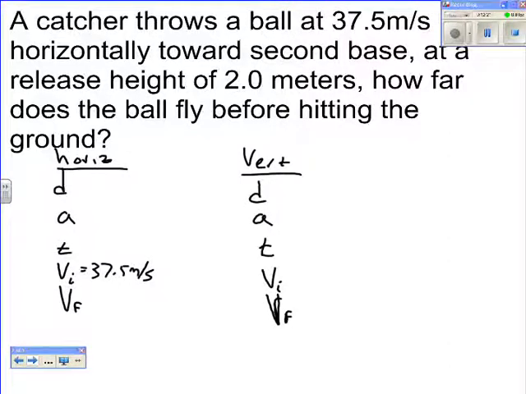Now, does that speed change? No, because there's no air resistance. The horizontal speed doesn't change. What happens to the ball? It starts to fall. Its vertical speed changes, but its horizontal speed does not change. Its horizontal acceleration is 0. Its final is 37.5 meters per second. Now, is the ball actually traveling faster than that when it hits the ground? Yes, because it's going to have some vertical component to it.